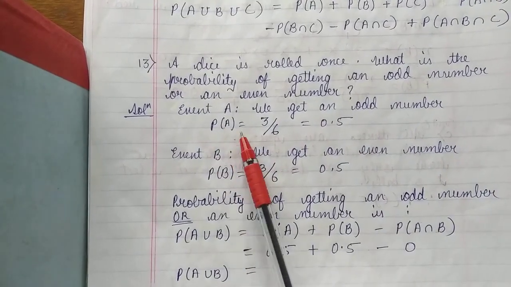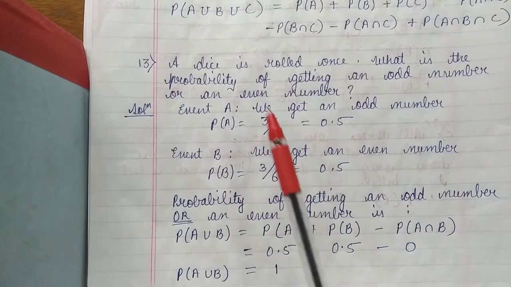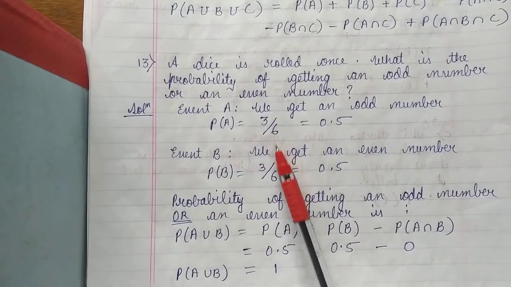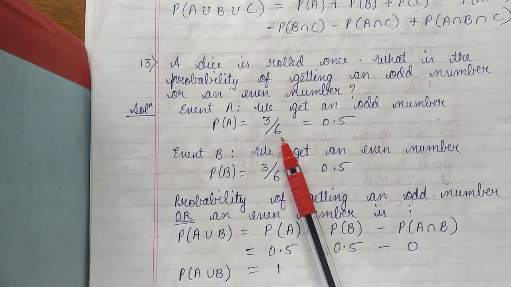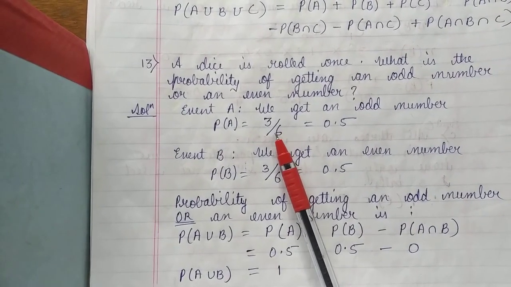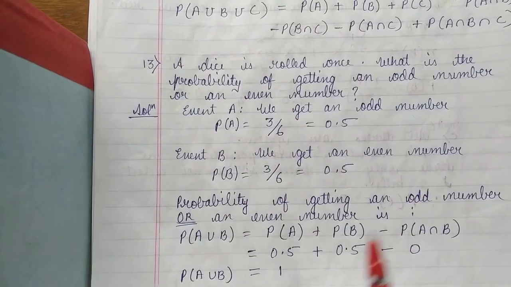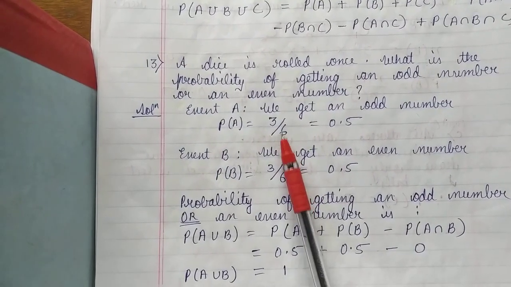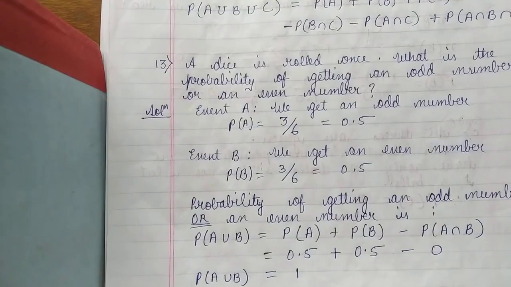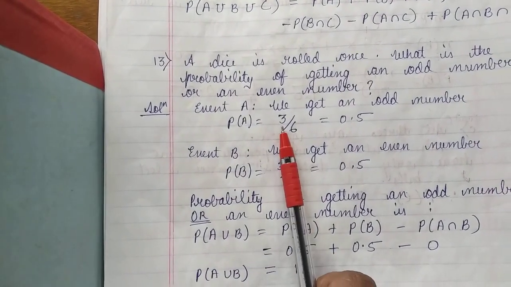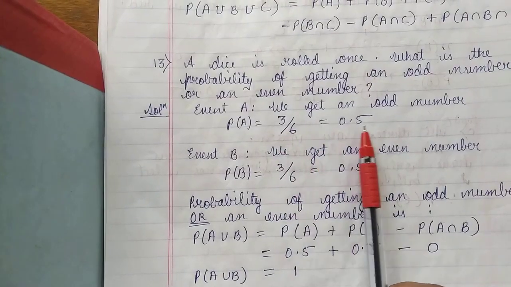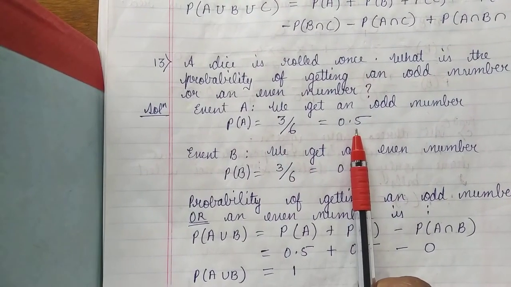Probability of A is 3 by 6. Why 3 by 6? In the denominator, total number of items will come, that is sample space. Sample space, we know that 1, 2, 3, 4, 5, 6 will be there. So denominator will be 6. Total number of items in the sample space, n of S is 6. Then the odd numbers out of that. So how many odd numbers will you get? 3. So it is 3 by 6, which is equal to 0.5.